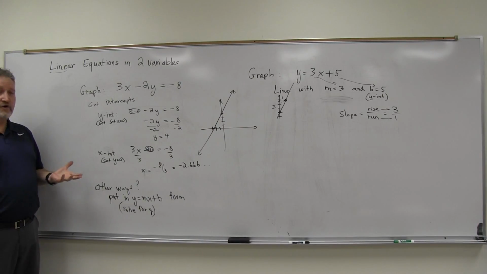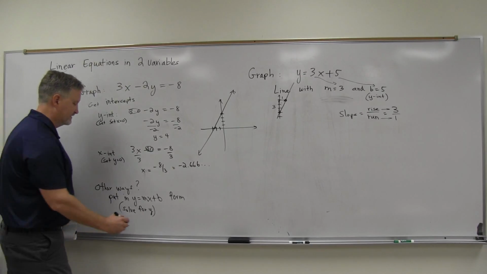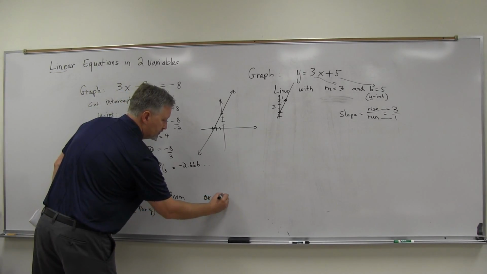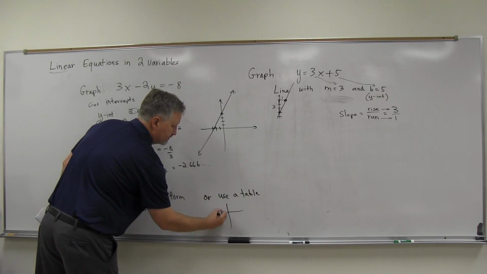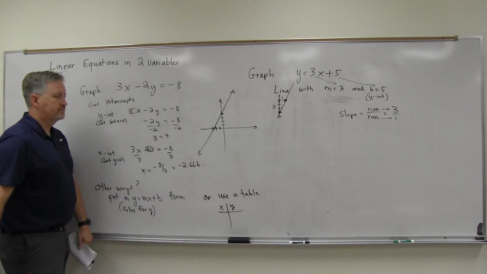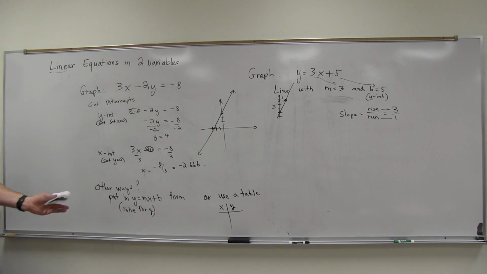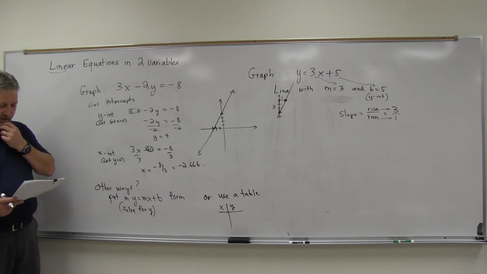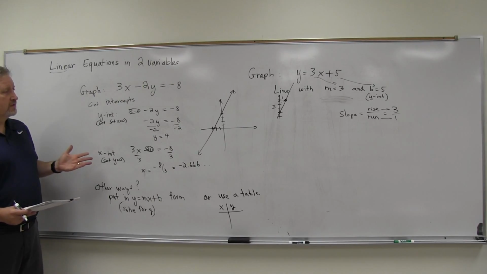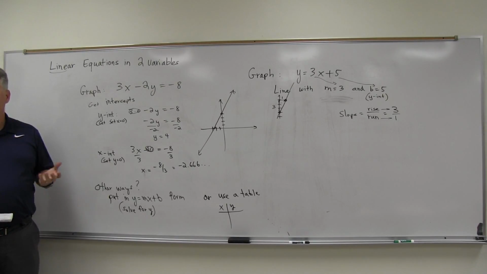And then also, what other way? There's always use a table, right? X and Y values. Choose some X values, plug them in, and find the Y values. All right, so you know, many options there. Any other questions or concerns on that? Okay. All right.